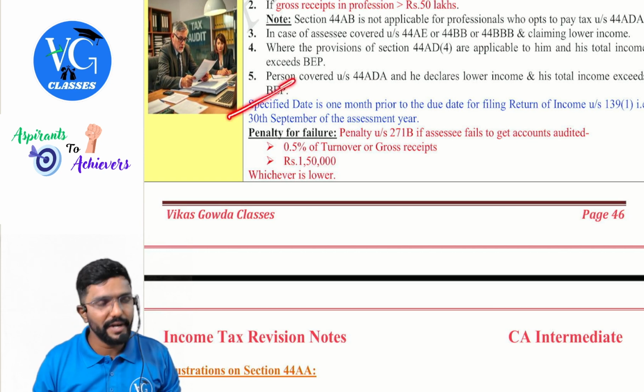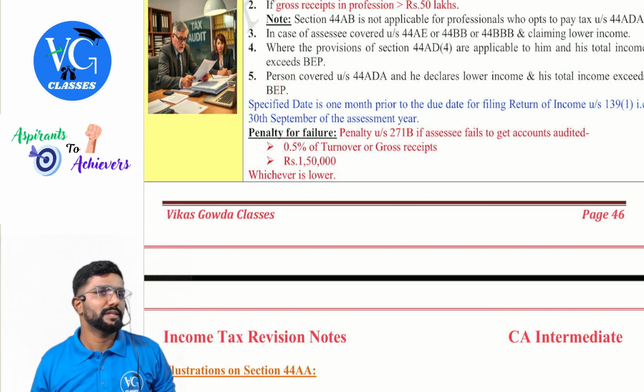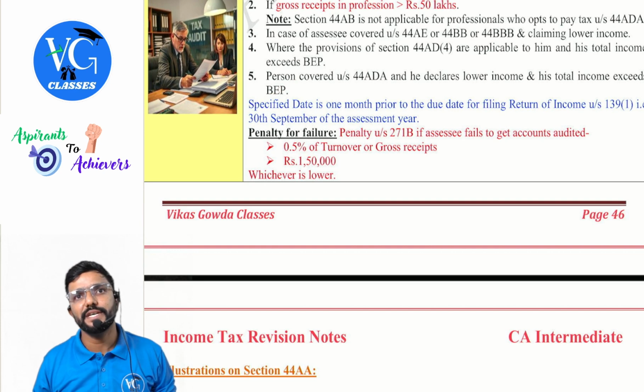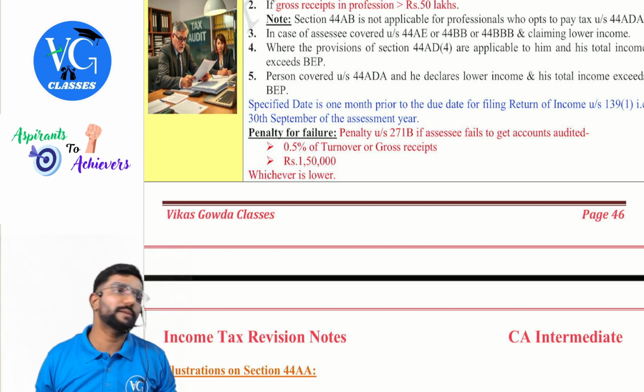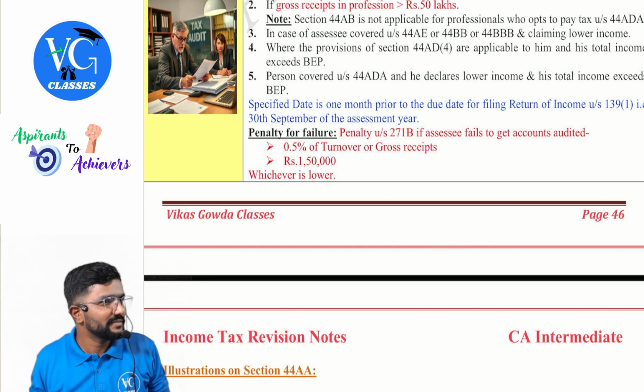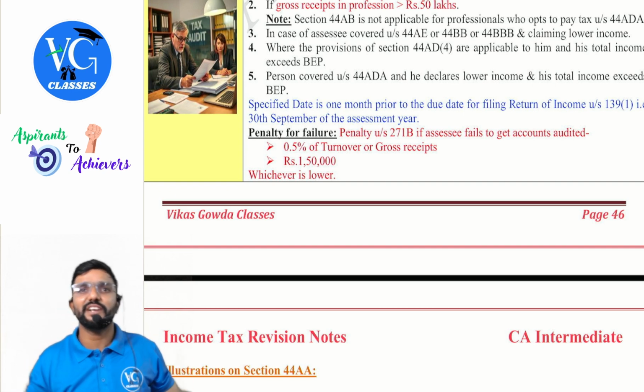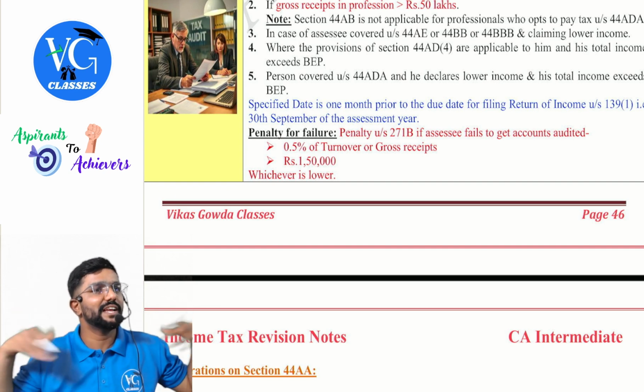So for the audit report, the due date is 30th September, that is 1 month prior to the due date of filing the returns. Sir, what if audit is applicable but still I am not appointing a chartered accountant? Why do I need any chartered accountant? I can do it myself. No audit, nothing. I can audit myself.